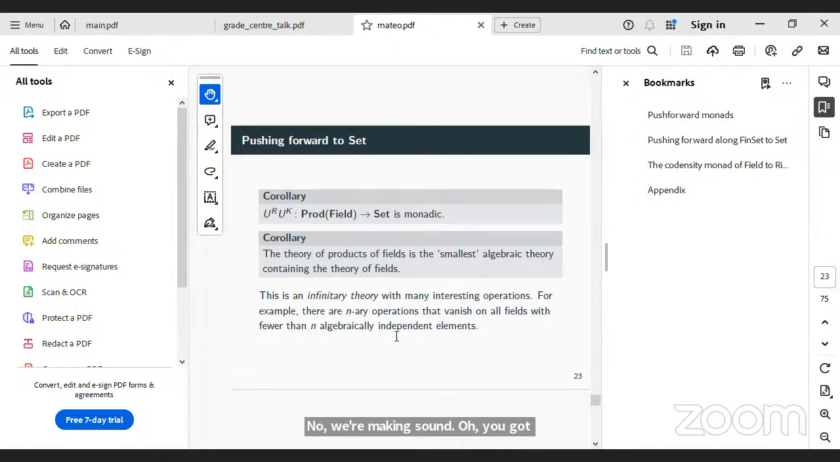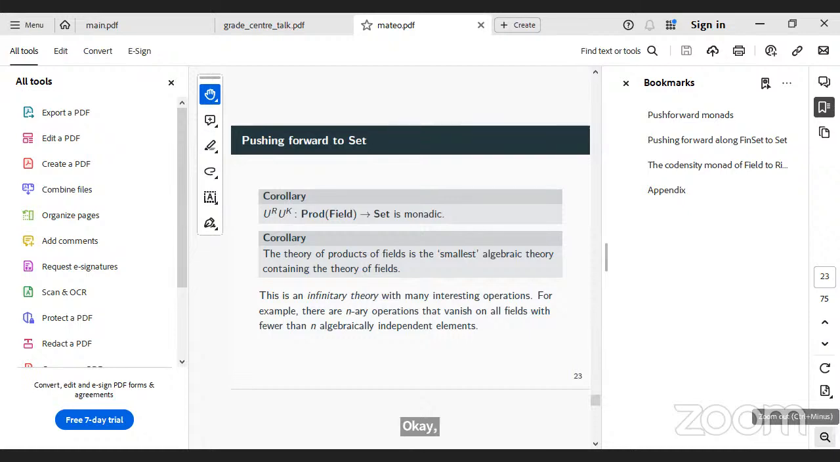Go for it. Hello, can you hear me? Yes. Very quietly. Yeah, try again. Can you hear me now? I can't go more. No, that's as loud as we can go. Okay. Hopefully it's loud enough to hear.